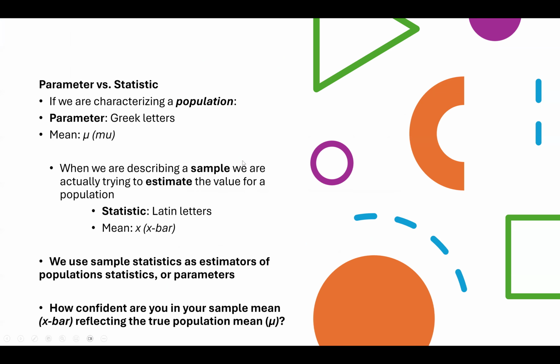All right, parameter for populations and statistics for samples. It's the difference between the mean, which is the Greek letter mu, versus the statistic, which is the mean with X bar. Okay, we use these sample statistics to estimate the population parameters. And then you need to think about how confident you are in your sample mean, your little mean, that does it really reflect the big population mean? Do 20 students really reflect the whole population of the school, or do we need to take a bigger sample?